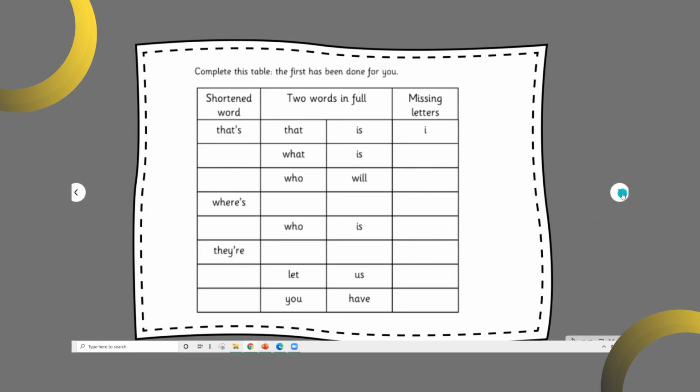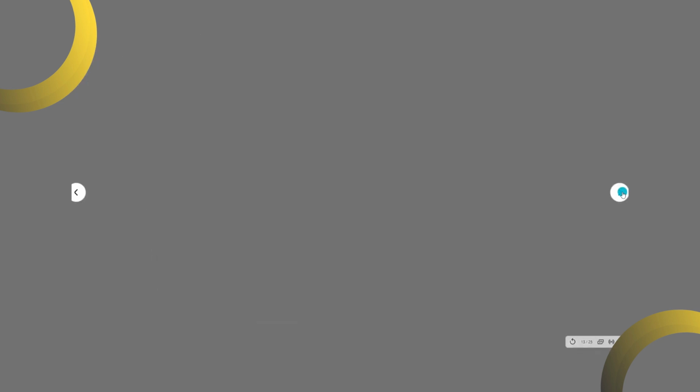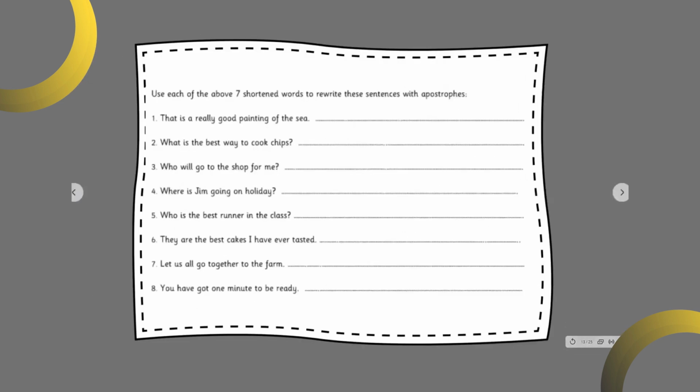Once you've completed this task, pause this screen and have a go at shortening two words into a contraction. For example, I'll do number 1 with you. That is a really good painting of the sea. I know I can shorten that is into that's and put the apostrophe between the T and the S and throw out the I. That's a really good painting of the sea. So pause this and have a go at shortening the words in the sentences below.